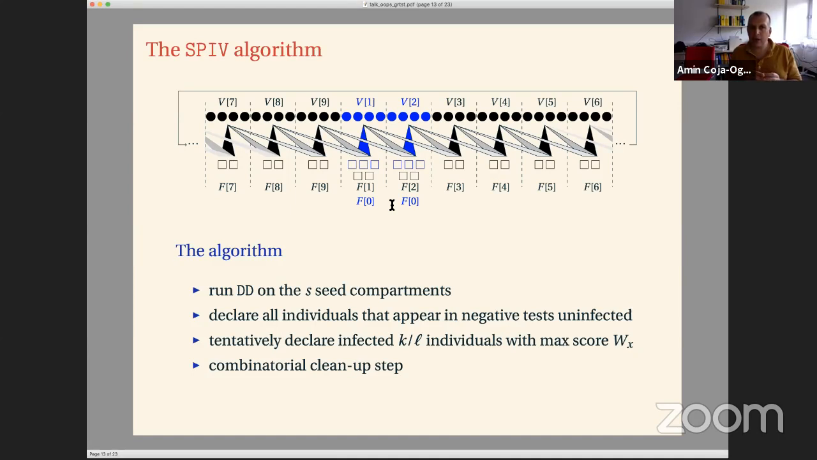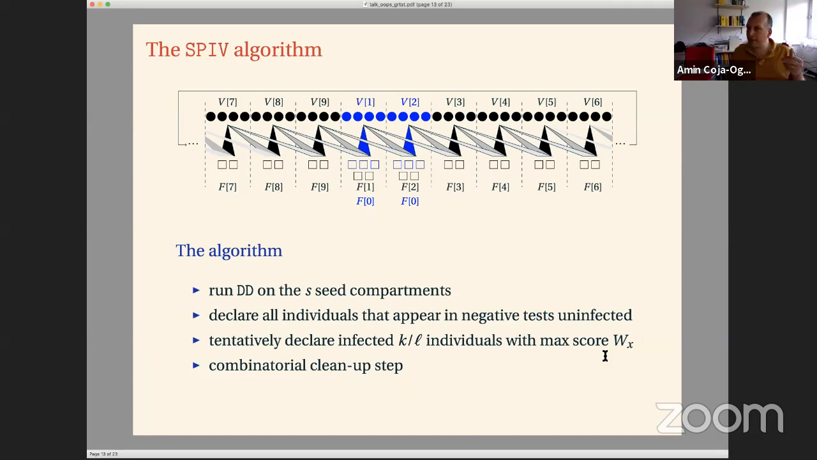And now how are we going to diagnose the individuals in the next compartment? Well, we are going to introduce a score Wx for each individual X. And we are going to compute the value of the score for every individual X in the new compartment that we are diagnosing. The score will depend on the tests where individual X takes part and on the status of the other individuals in the test that we diagnosed already. And we will simply then decide that the K over L individuals with the highest scores are probably the ones that are infected.